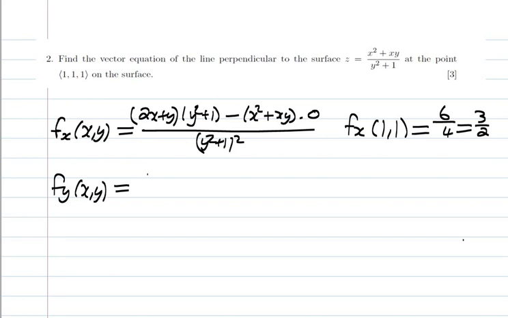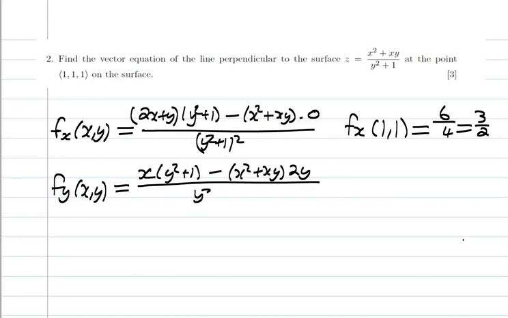So it is the derivative of the top with respect to y times the bottom, minus the top times the derivative of the bottom with respect to y, all over the bottom squared. And then we need f partial y at (1,1). If you do the calculation, check that you agree, you get minus 2 over 4, which is a half.